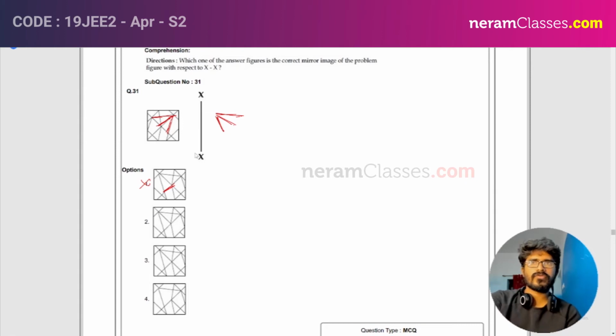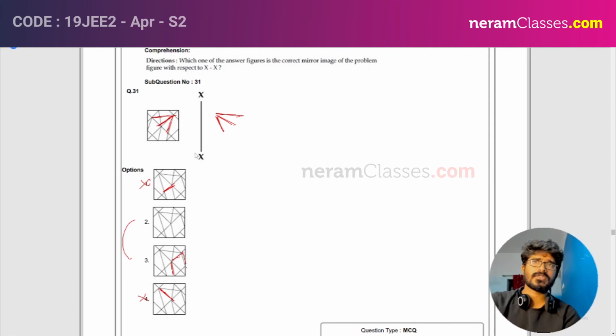So if you check for this in the other options, option 4 is wrong because we don't have this middle line which is connecting. Also, we need to compare 2 and 3, what is the difference. Here you can see in the diamond shape we have a line missing here. This is a connecting line which is missing here, but this is complete.